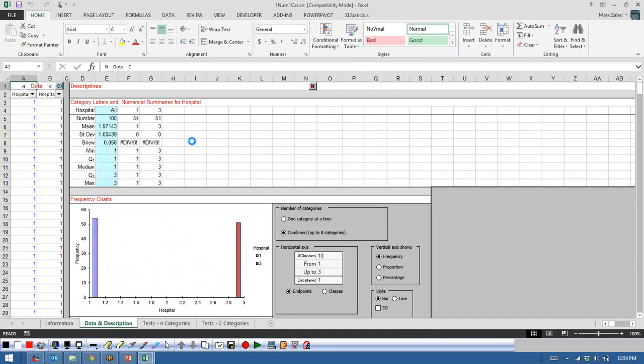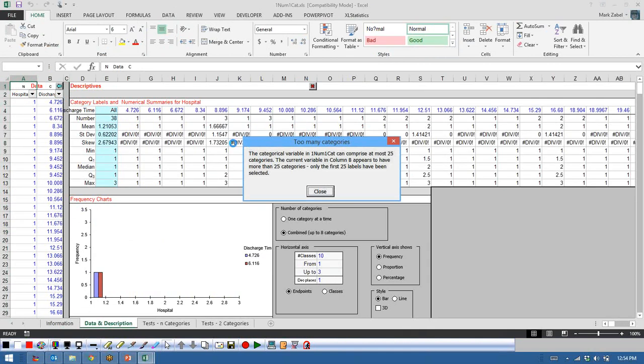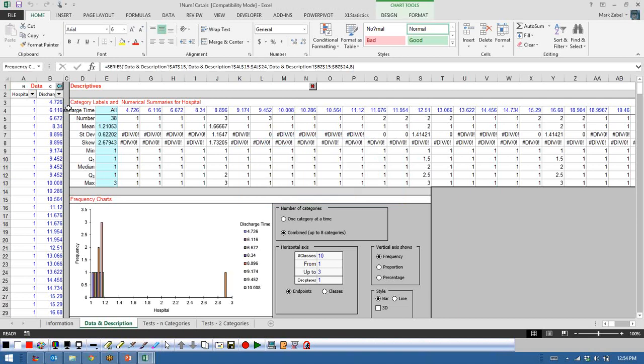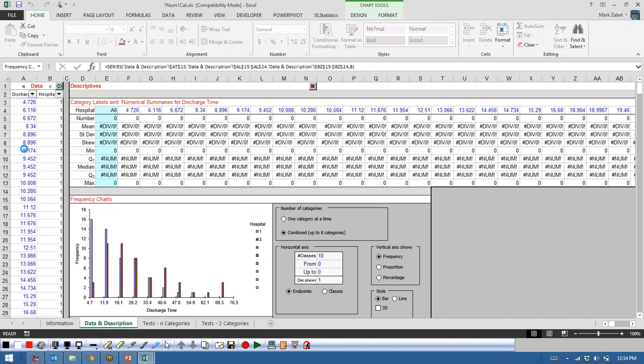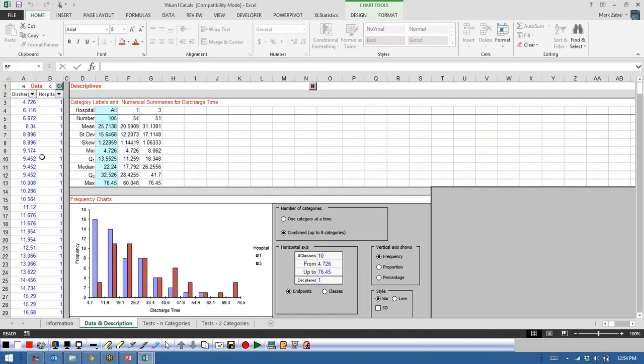So if I messed it up, Excel usually gets angry at me and says, oh, the category variable appears to have more than 5 values. Oh, yeah, so this is my discharge times. This is actually number data. That happens often if you have the number as a category. So we just want to switch those around. Make sure you get your number in the number and the category in the category, and you're all good. Another reason to draw your box.